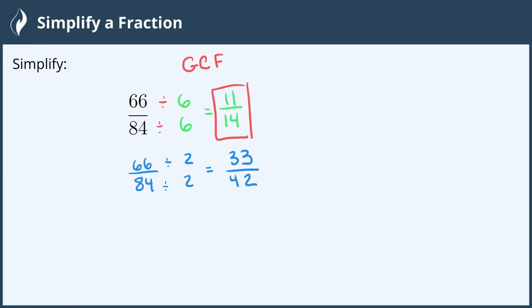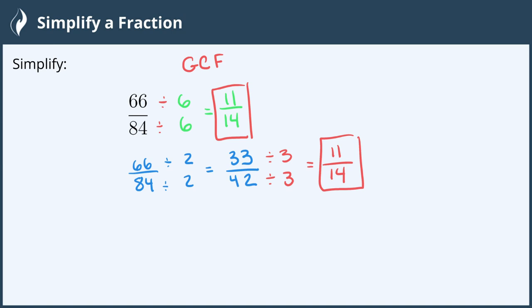Now I can see that both of these are not even anymore, so I can't divide it by 2. But the sum of both the numerator and the denominator digits give me 6, which means that 6 is divisible by 3, which means both the numerator and the denominator are divisible by 3. So 33 divided by 3 is 11, and 42 divided by 3 is 14, which we'll see it matches the first one as well. But it just broke it down a little bit at a time for what I could see as I was breaking it down so that I could get to the simplest form.